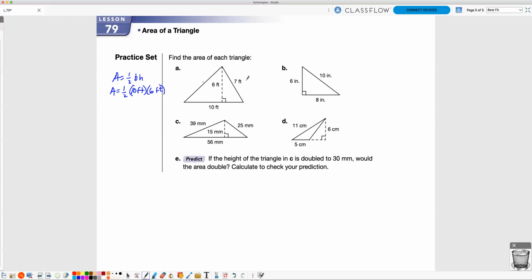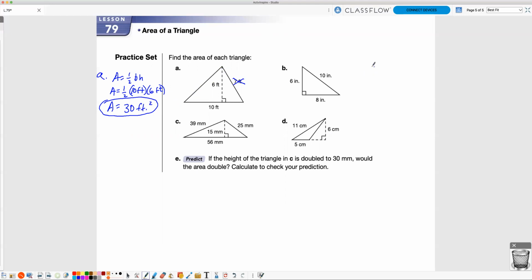So I'm going to plug those values in, and I'm going to ignore the 7 feet because that's just the length of one of the sides. Now you can multiply 10 times 6 and get 60 and then take half of that, or you could multiply straight across. Half of 10 is 5, and 5 times 6 is 30. So I'd have 30 feet, and the label has to be squared. So for letter A, it would be 30 feet squared, or 30 square feet for the area of this triangle.